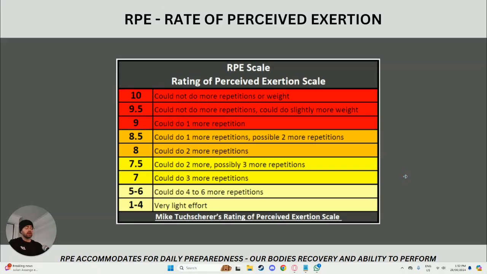Hey guys, today we're talking about RPE, or rate of perceived exertion, a great tool that is very diverse and isn't just used for strength training, but can be used across multiple types of programming, as it's a great tool for modulating a lot of training variables. Now, RPE is so good because it accommodates for daily preparedness, which is a combination between our body's recovery and our ability to perform on any given day.